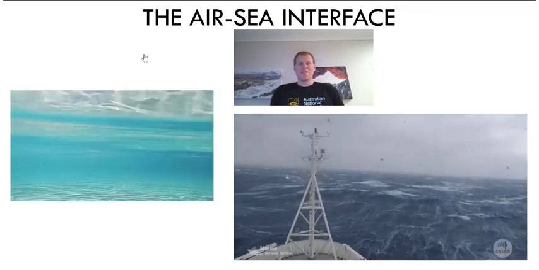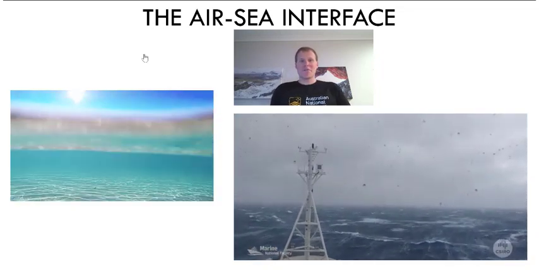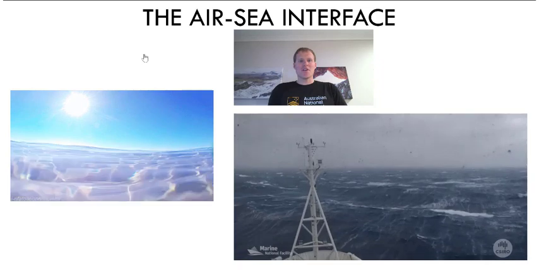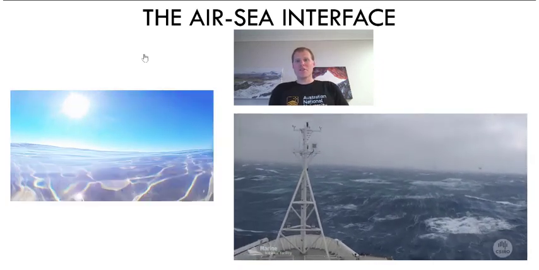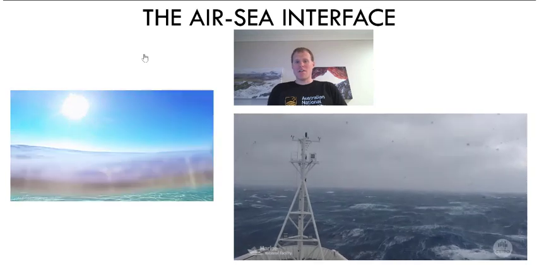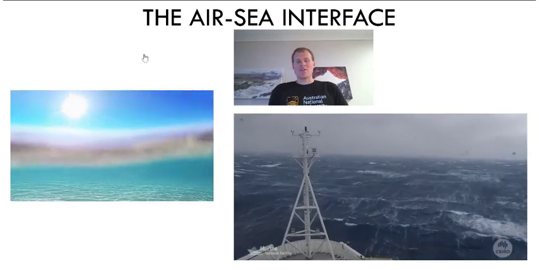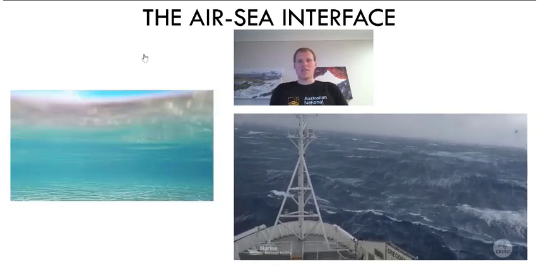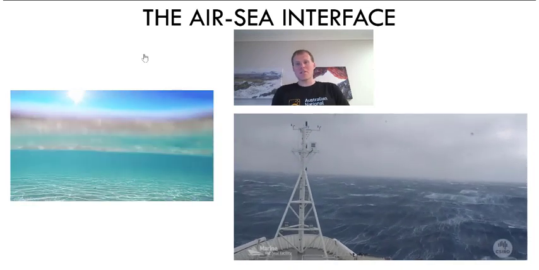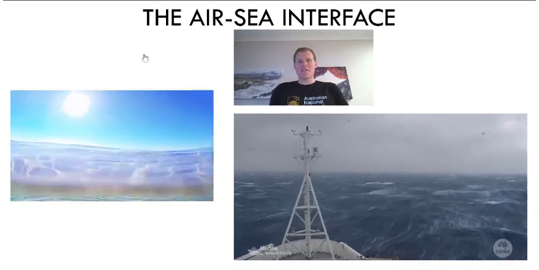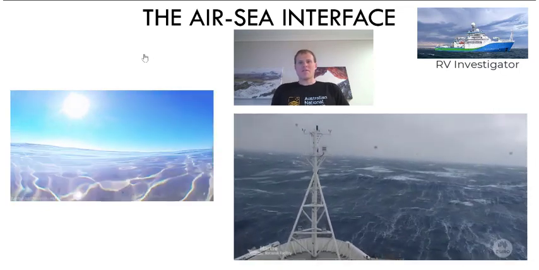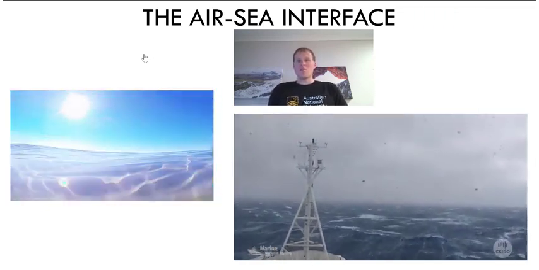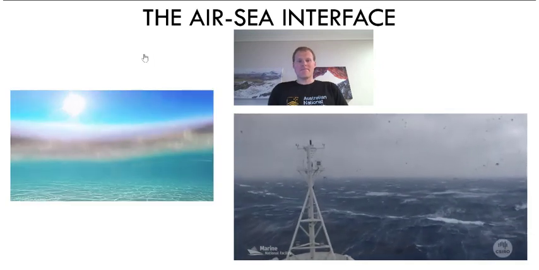The air-sea interface varies quite significantly from this beautiful calm picture you see on the left to this very extreme rough picture you see on the right. Now, this movie on the right actually comes from the sea trials of Australia's national research vessel, the RV Investigator, in the Southern Ocean. And this sort of rough sea surface is quite typical in the Southern Ocean, where you have very, very strong winds.